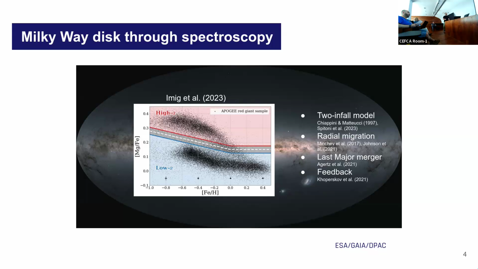Behind this result, you can read different proposals for formation scenarios for this configuration in chemical space. For example, the two-fold model, radial migration of the stars, a large major merger, which is highly linked to the last major merger in the Milky Way, the Gaia-Enceladus galaxy. And from simulations, we know that feedback can also produce this kind of configuration.